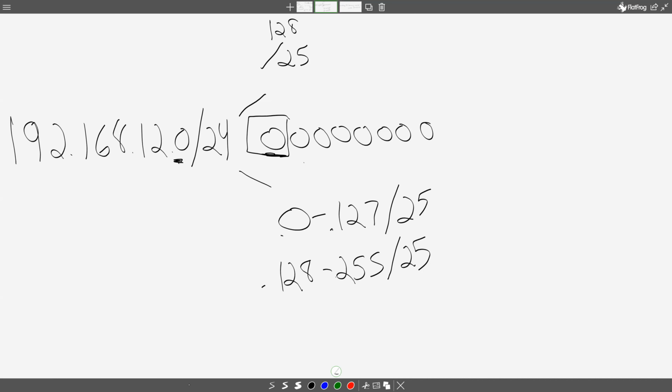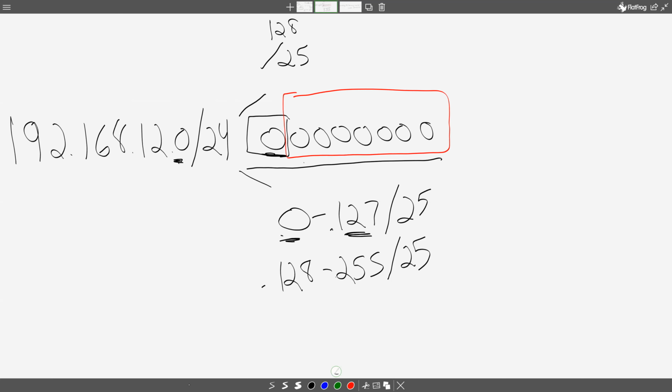Now, here, I want to show you why this is true. You've always heard you can't use the first or the last IP address in each of your subnets. And you've probably just been told that, and you may have never been told why. Well, here's why. If you look, this is 192.168.12.0. One of the rules is that all the host bits in any address cannot be all zeros and they cannot be all ones. So for 192.168.12.0, all of these host bits are zeros.